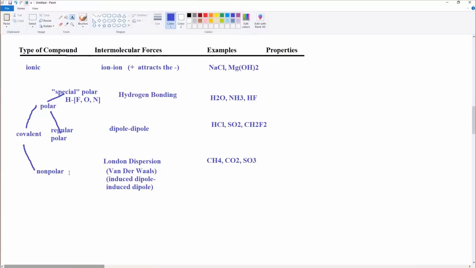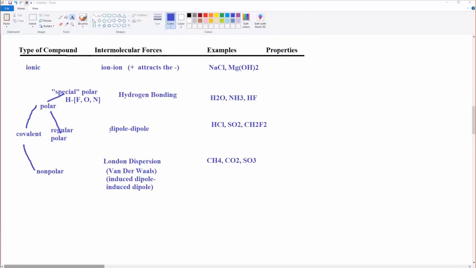So here, this is kind of a sideways flow chart for you to determine what kind of intermolecular forces something must be subject to. If you can determine if it's ionic versus covalent, and then if it's covalent, if you can determine if it's polar or nonpolar, and if it's polar, if you can look for H attached to F, O, or N, then you can determine what kind of intermolecular forces that molecule might be subject to. Does that make sense in theory? Okay, so let's just practice a little bit of this.